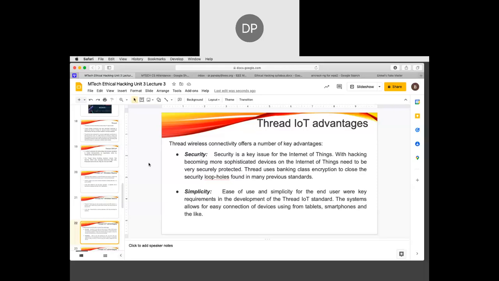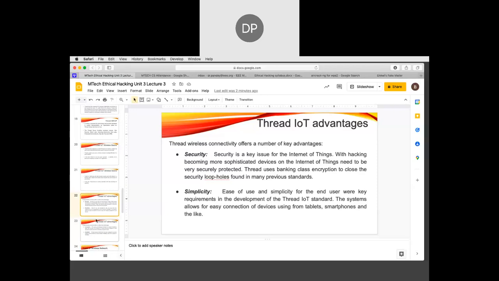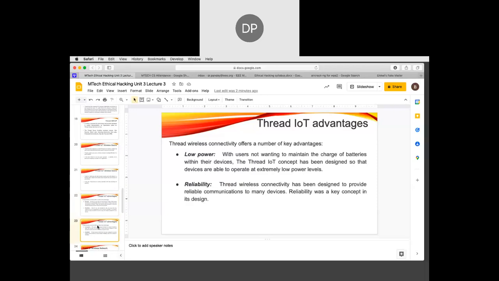Simplicity. Ease of use and simplicity for the end user were key requirements in the development of the Thread IoT standard. The system allows for easy connection of devices using tablets, smartphones, and the web. Other advantages are low power and reliability. Low power means users do not want to maintain the charge of batteries within their devices, so the Thread IoT concept has been designed so that devices are able to operate at extremely low power levels.